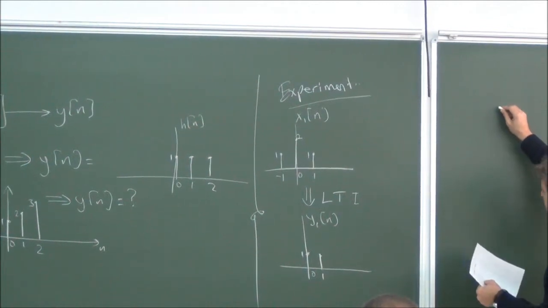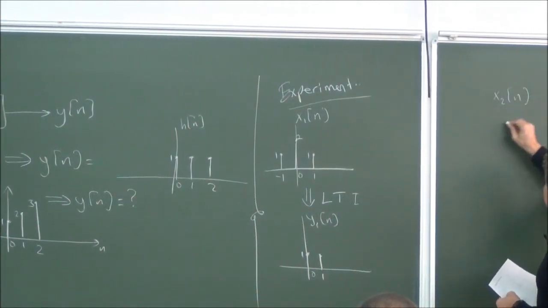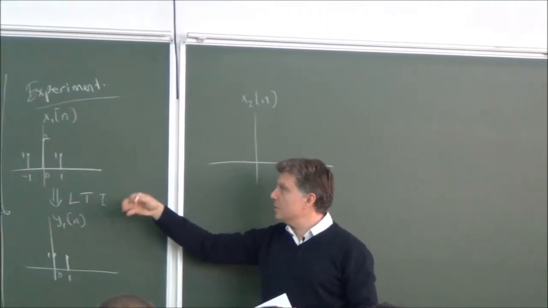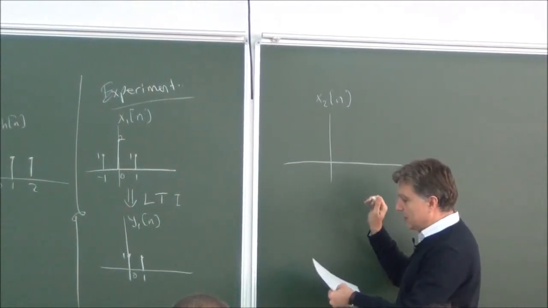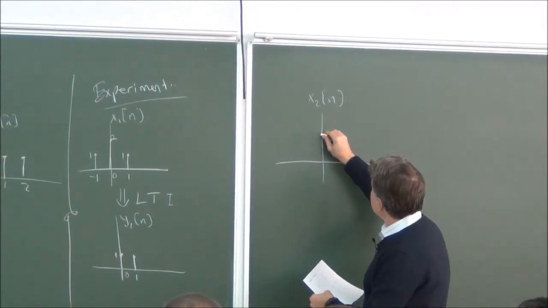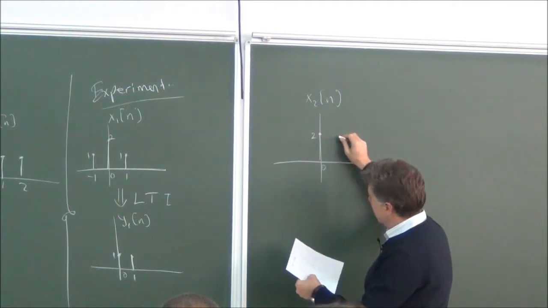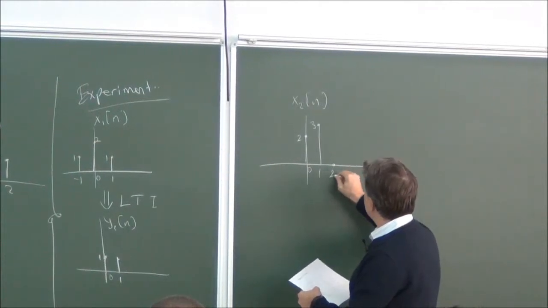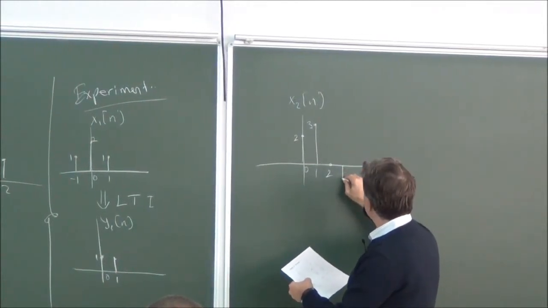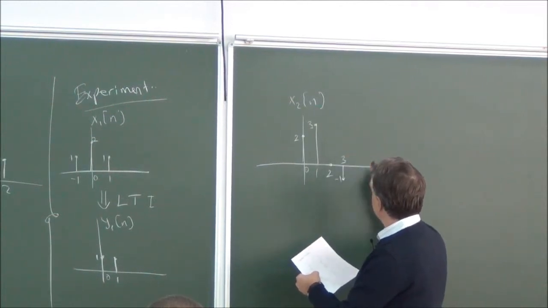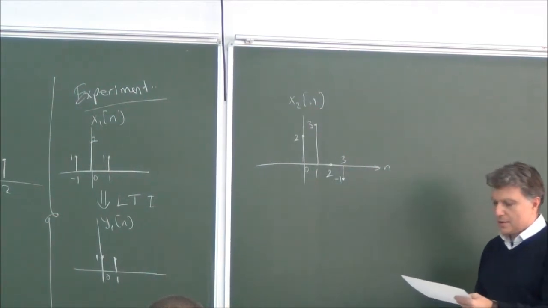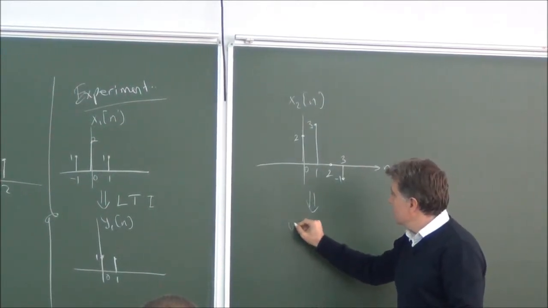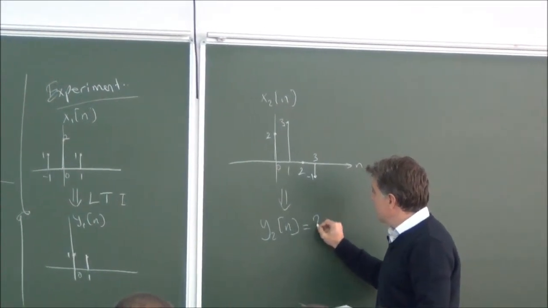And then we want to determine the output to this new signal, which is x2 of n. We know that it's a linear and time invariant system. We don't want to repeat the experiment, so we just want to evaluate the output. The new signal is 2 at 0, 3 at 1, 0 at 2, and -1 at 3. This is our new input signal. And the question is, what is y2 of n?